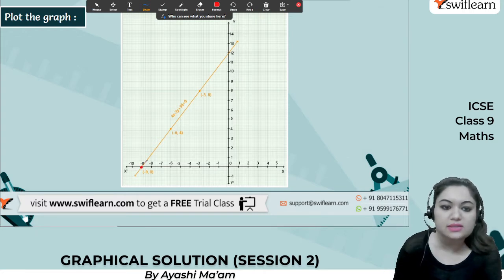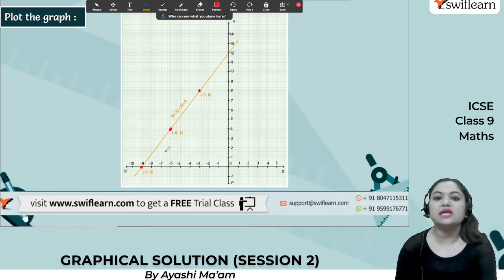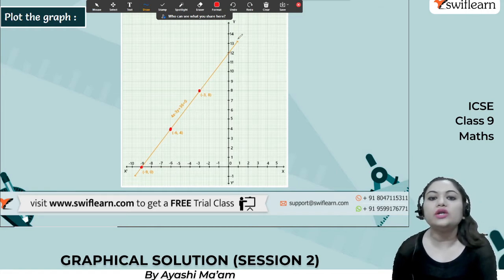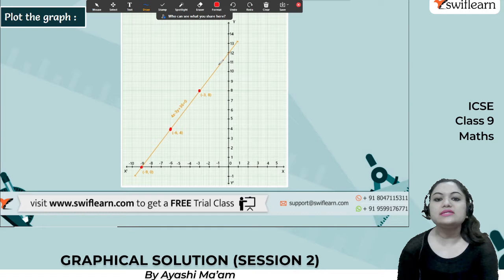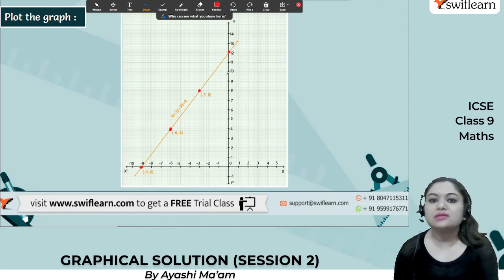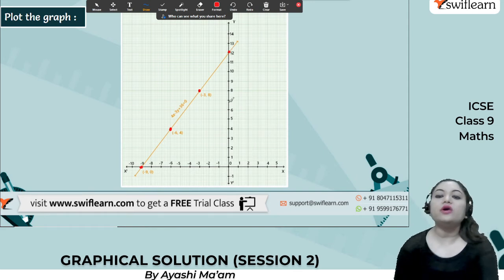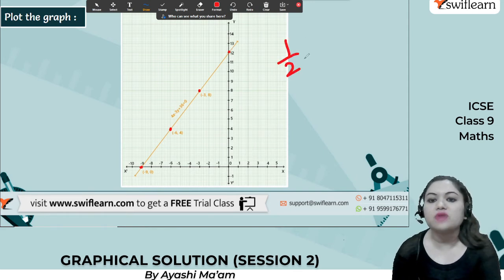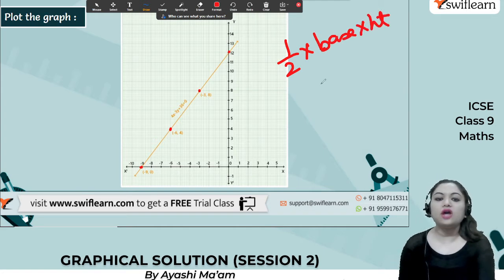So this is your minus 9 comma 0. This is your minus 6 and 4. This is minus 3 and 8. And then they have joined all these points, right? Now this straight line is cutting the x-axis at this point, and it is cutting the y-axis at this point, right? So you can find out the area of the triangle. What is the area of the triangle? Half into base into height, right? That is the area of the triangle.